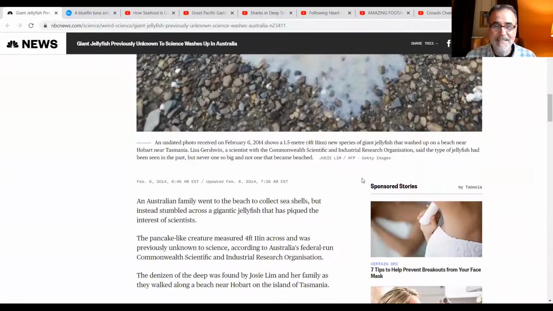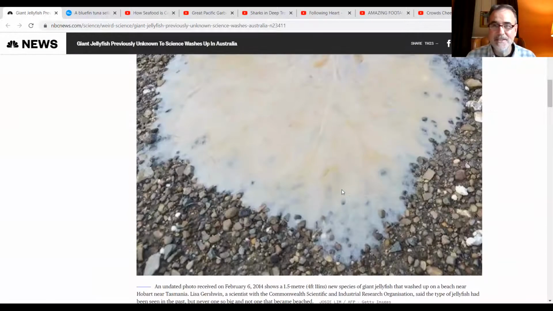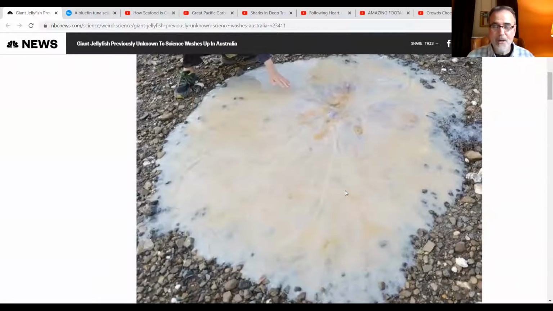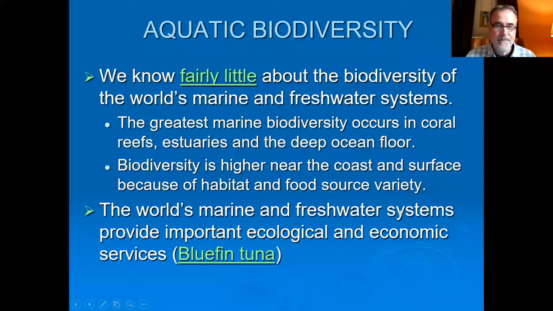And so it's like, oh, we didn't know that was in the ocean. Understand that there's a lot for us still to learn and know about what's in there as far as species and the working dynamics of it too. Okay. All right, and again, the world's marine and freshwater systems provide important ecological and economic services, but we are seeing a decline in many species.